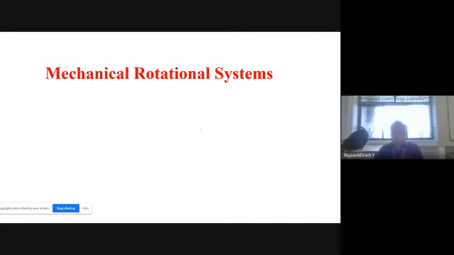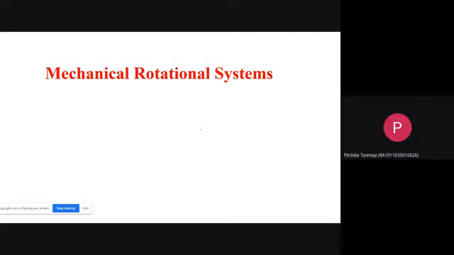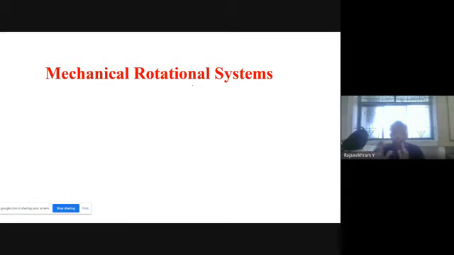What is the last topic we discussed? Mechanical, what type of system? Previously we discussed it. What is the name of the system? Translational system. Exactly. So now we are going to discuss the mechanical rotational system. Previously we discussed the translational. Now we are going to discuss the mechanical rotational system.